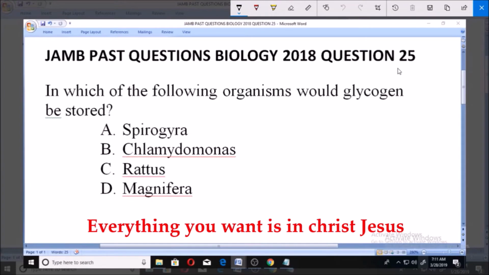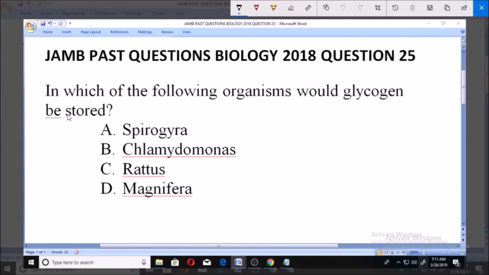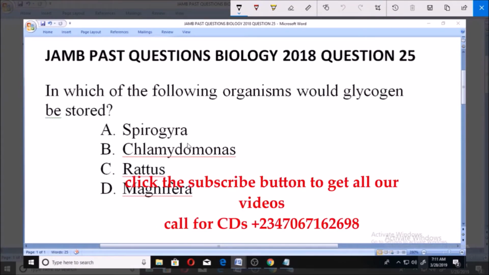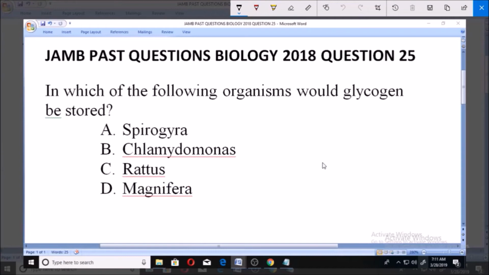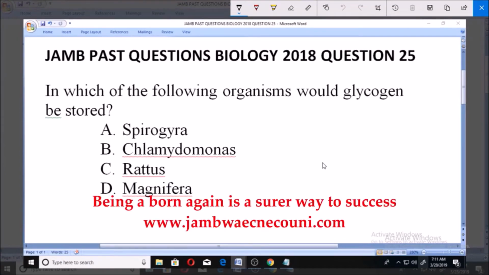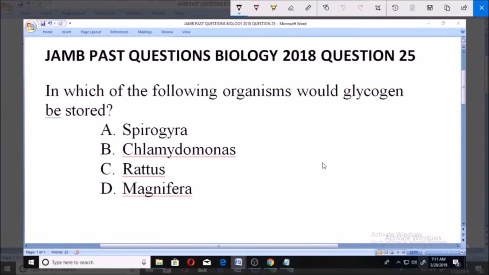Question number 25. In which of the following organisms would glycogen be stored? A. Spirogyra, B. Chlamydomonas, C. Rattus, D. Magnifera. Now, whenever you're talking about glycogen, you're going to put into context the type of organism that is likely to have glycogen. You know that Spirogyra will not be having it. Chlamydomonas, all these are unicellular organisms, and it's not likely that they are going to have these.